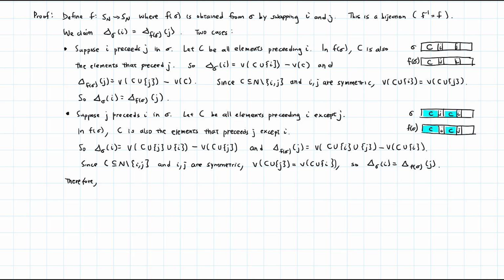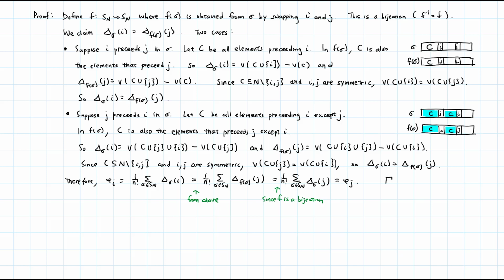So the Shapley value for i is equal to 1 over n factorial times the sum over all sigma of delta sigma of i. From our work above, we can replace delta sigma of i with delta f of sigma of j. But because f is a bijection, summing over all possible f of sigmas is the same as summing over all possible sigmas. So this is equal to 1 over n factorial times the sum over all sigma of delta sigma of j, which is the Shapley value for j. And that completes our proof.